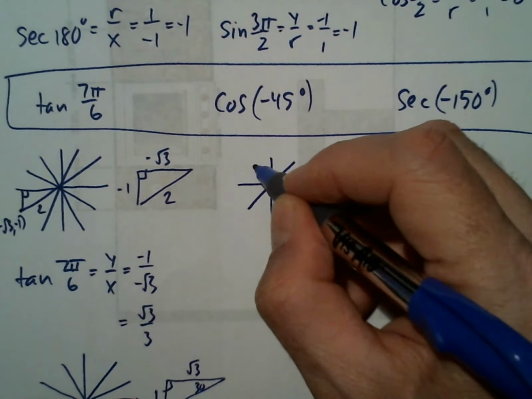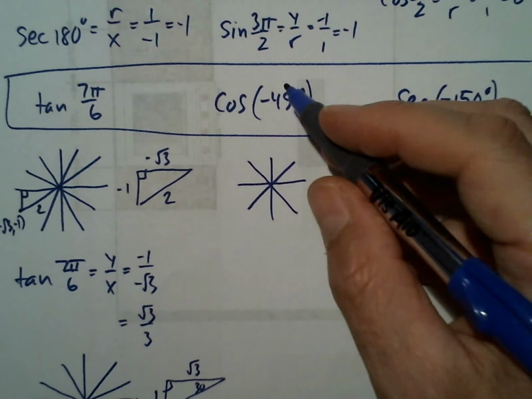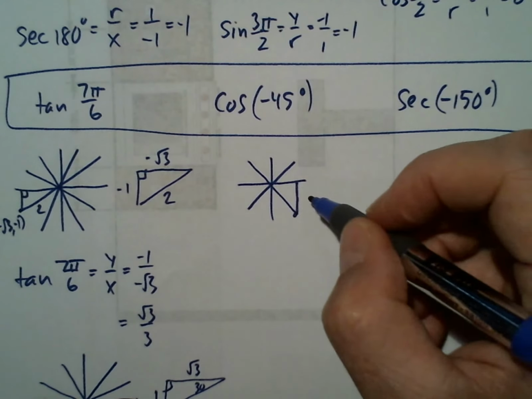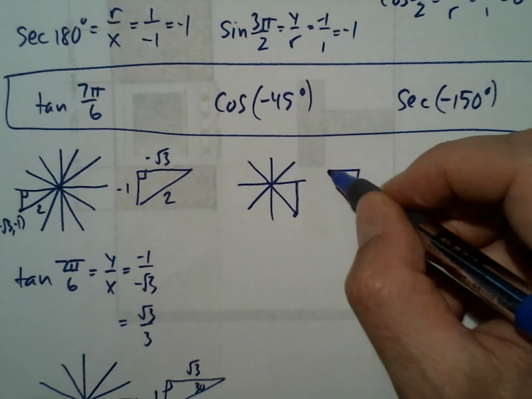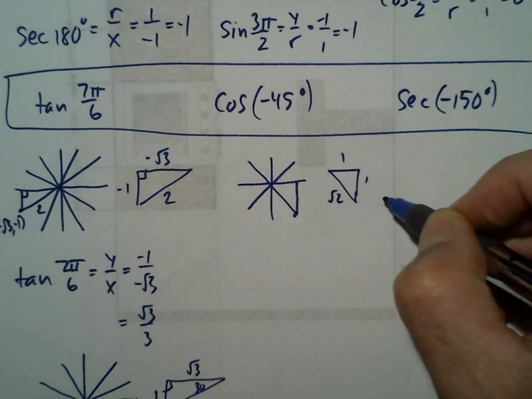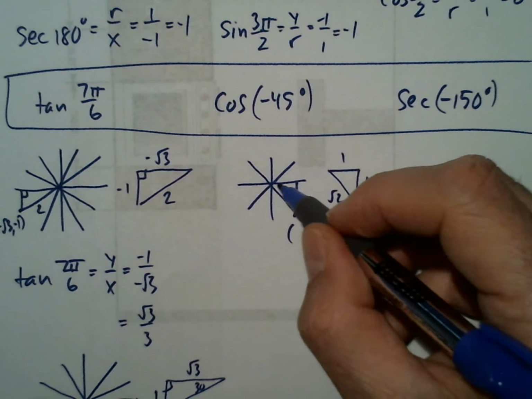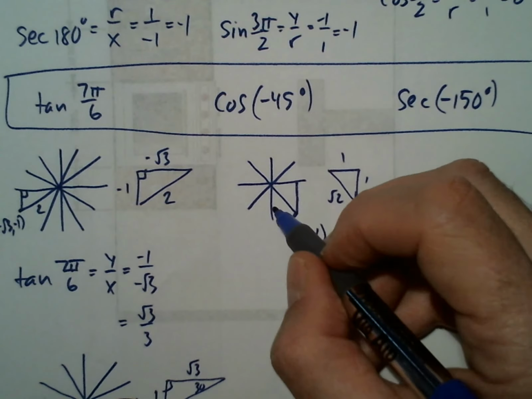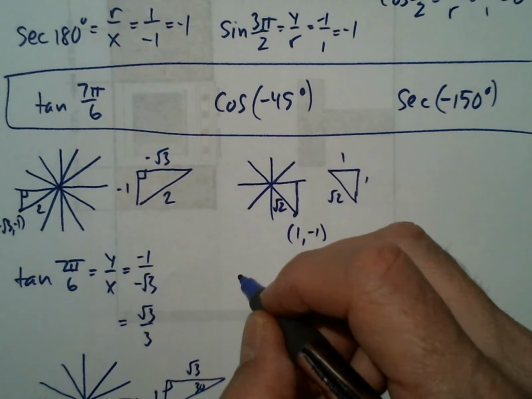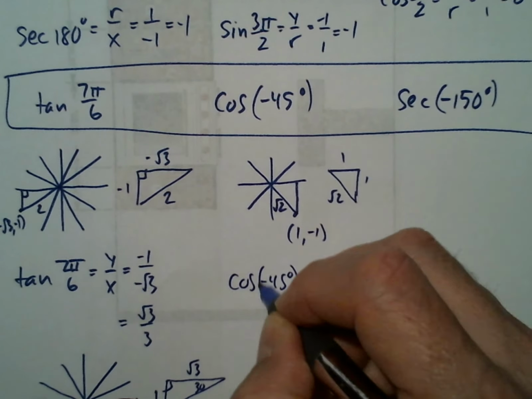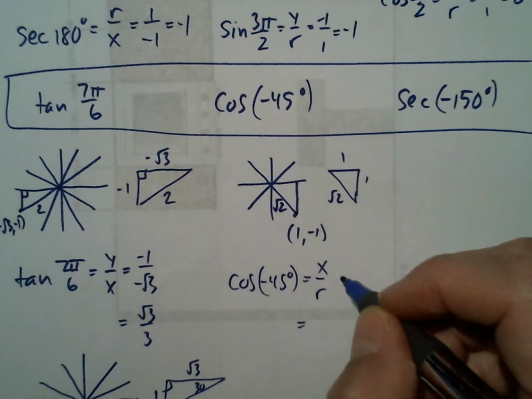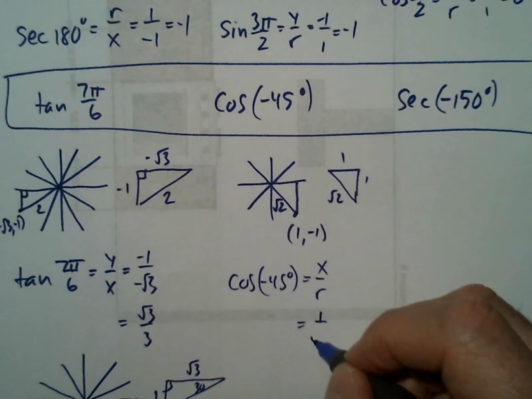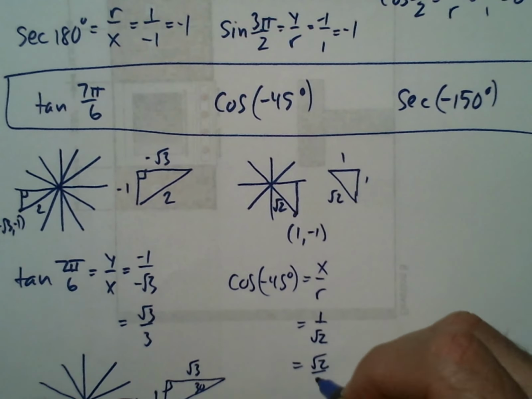45s, so let's draw the 45s. We're going negative 45, so that's right there. If we memorize the 45-45 triangle, we know it's a 1, 1, radical 2. So in this case, this is positive 1, this is negative 1 for the x and the y, and then we'll call that radical 2 for the radius. Cosine is x over r, x is 1, and r is radical 2. So we get radical 2 over 2.